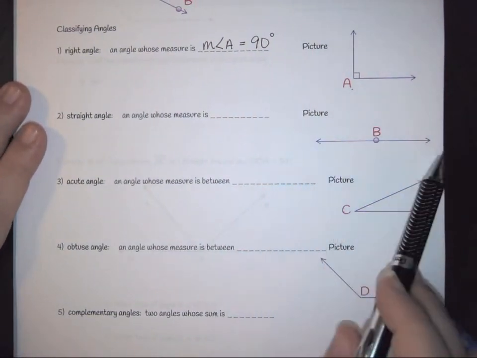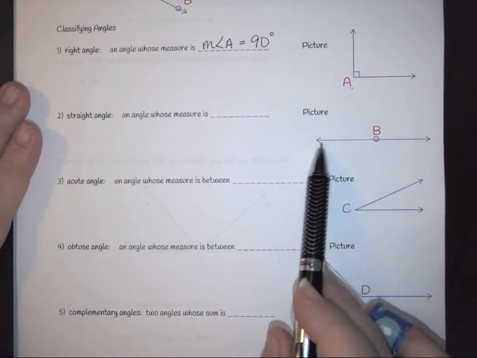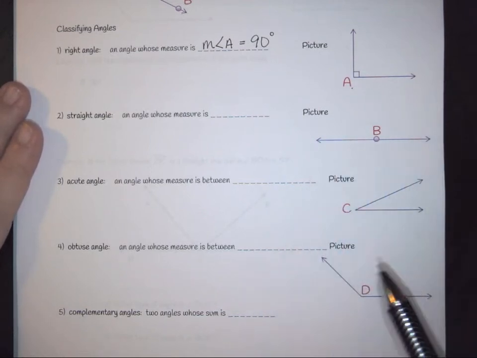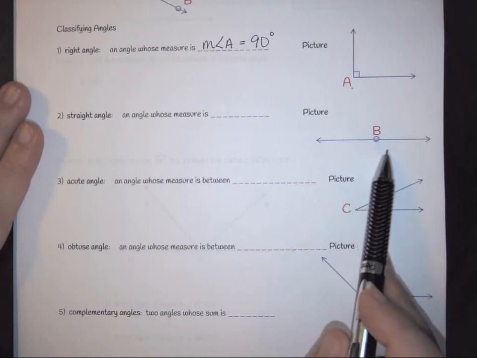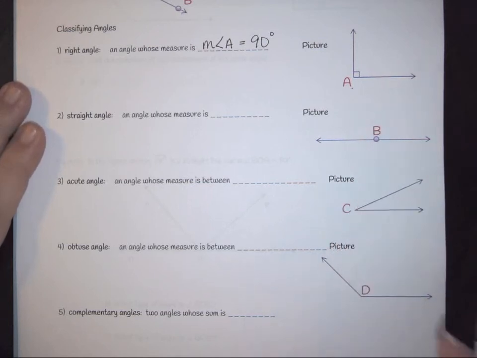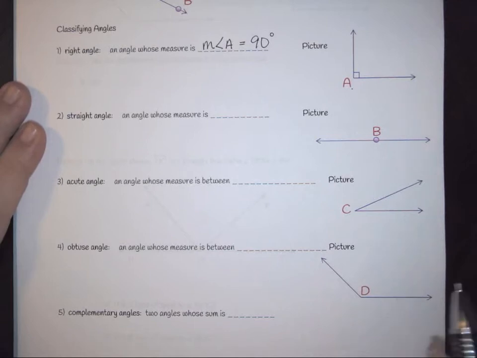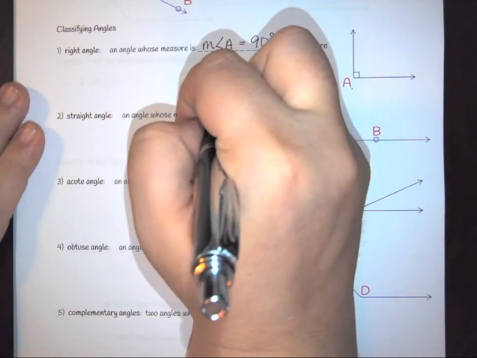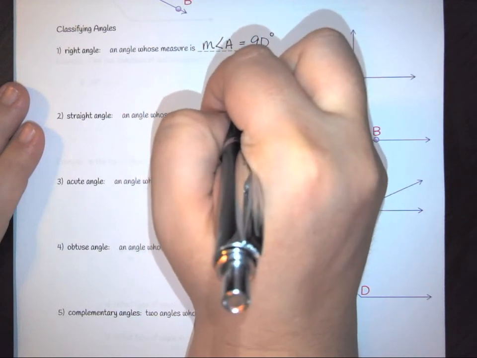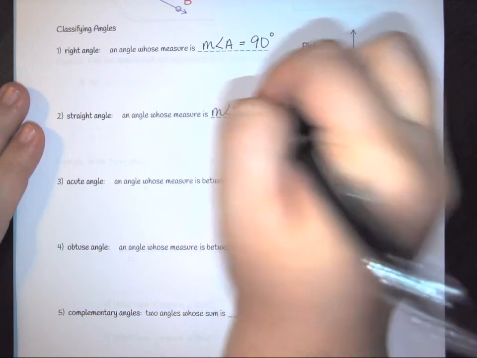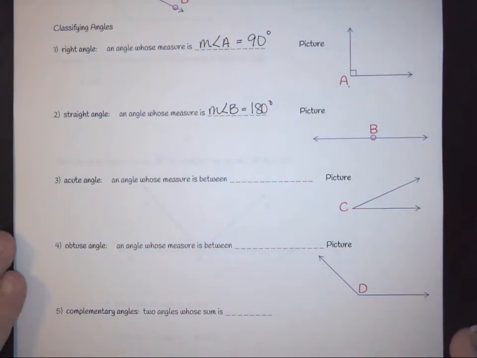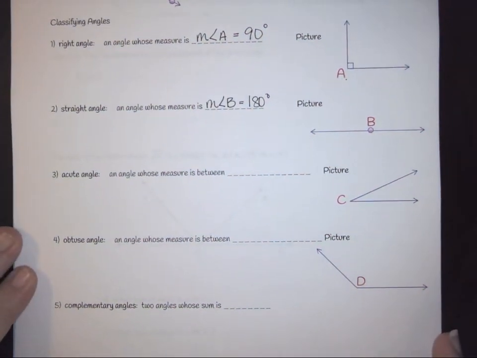Now again, when we're talking about a straight line, it would be as if we took an angle and just laid it flat. We've labeled it as angle B, which means B right here would be its vertex. And when we're talking about what's called straight angles or straight lines, we have that the measure of angle B is 180 degrees. Okay, laying completely flat is 180 degrees.